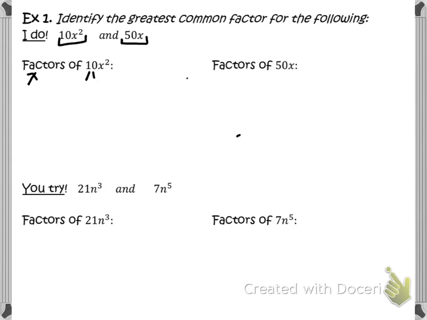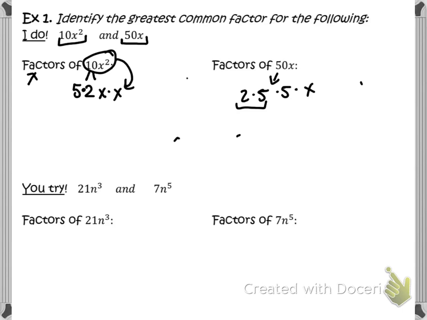Well, I know 10 can be broken apart into 5 and 2. 5 times 2. And I know x squared can be broken into x times x. Correct? So the factors of 10x squared is 5 times 2 times x times x. The factors of 50x I know is broken into 10 times 5 times x. And then 10, I can break apart into 2 times 5. Right? So 2 times 5 is 10, 10 times 5 is 50, 50x.